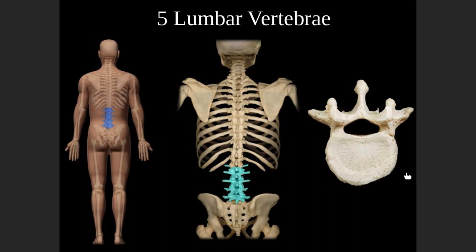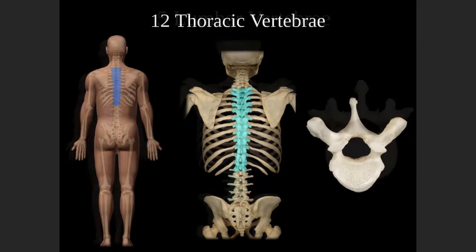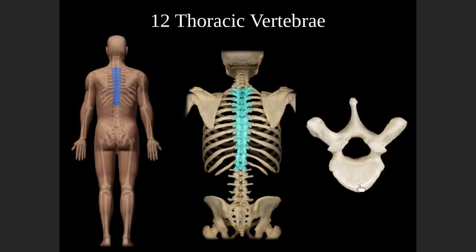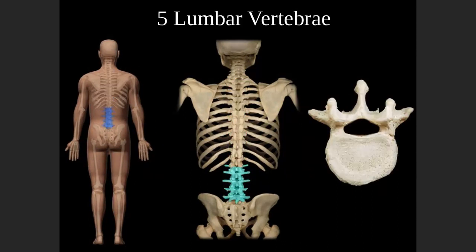Now look here, let's compare. Here's a lumbar vertebrae. Look at this part of the lumbar vertebrae. It's called the vertebral body. It's huge. Look at the thoracic one. Look how small that is compared to the lumbar. Do you know why?